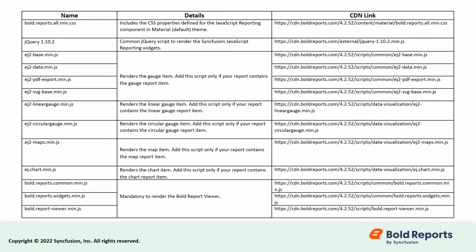The purpose of each script and style sheet is explained in the following table. Bold.reports.all.min.css includes CSS properties for the JavaScript reporting component. The jQuery 1.10.2 script is used to render the Syncfusion JavaScript reporting widgets. ej2-base.min.js, ej2-data.min.js, ej2-pdf-export.min.js, and ej2-svg-base.min.js render the gauge item.